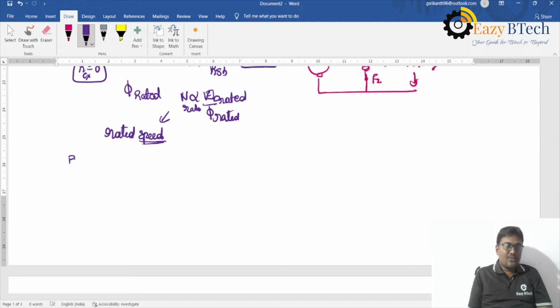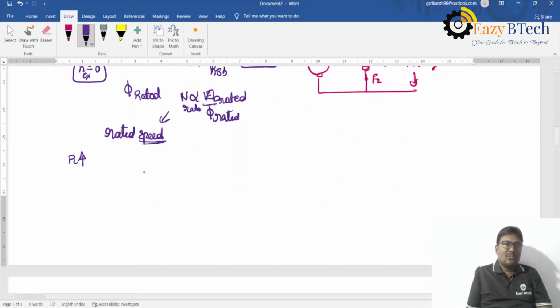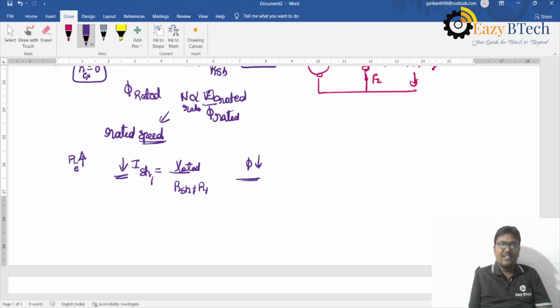Then you should vary the variable position. That means resistance increases. Once it is at this middle position, this number of turns is included. Let us say this resistance will be R1. Now, this is external resistance. ISH is equal to V rated divided by RSH plus R1. With this, the shunt current will decrease. If the shunt current decreases, the speed also decreases.